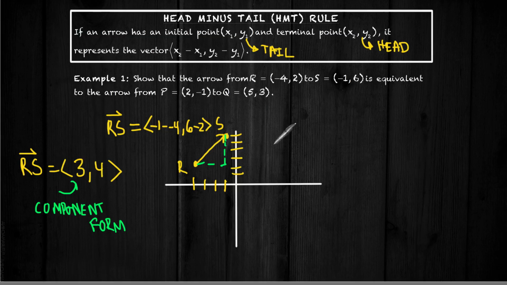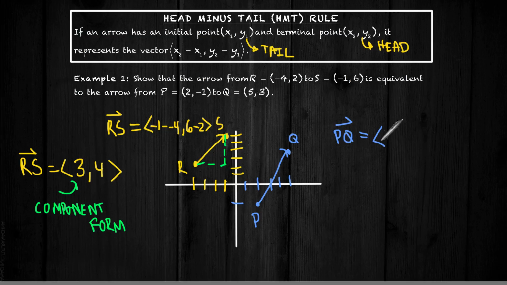vector PQ. So vector PQ goes from 2, -1. So we're going to go right 2 and down 1. And we're going to put a point. We'll call that P. And then Q is over 5, so 3, 4, 5, and up 3. And so now we're going to draw an arrow. We'll call that point Q. And let's do vector PQ.